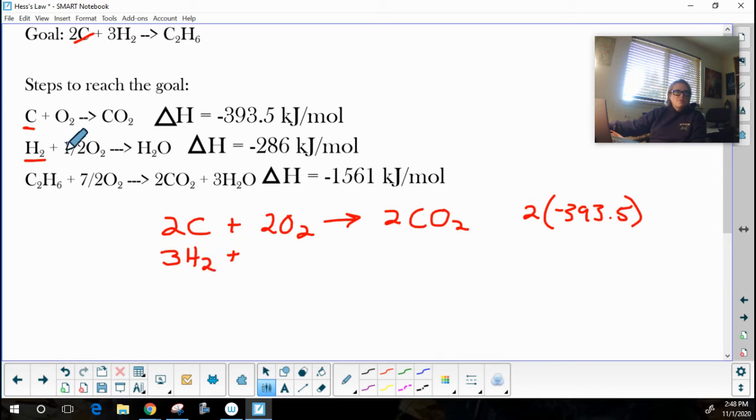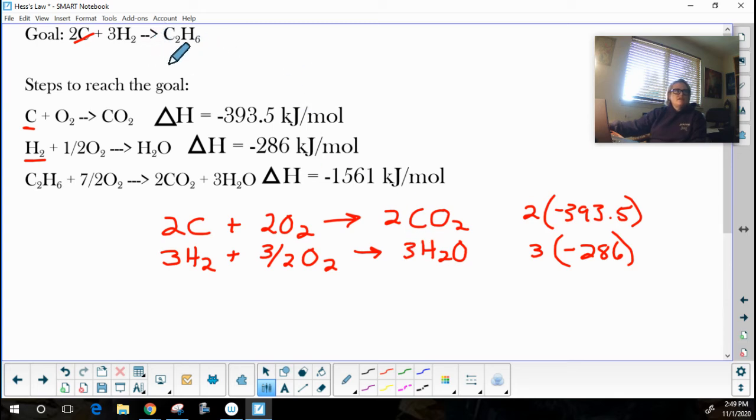Plus 3 times a half is going to be 3 halves O2 to make 3 H2Os. So I'm going to need to triple my enthalpy of combustion of that second reaction. 3 times 286, negative, because it's exothermic.